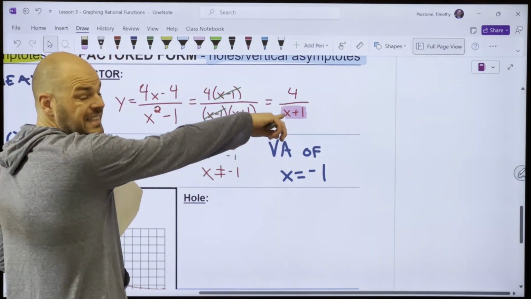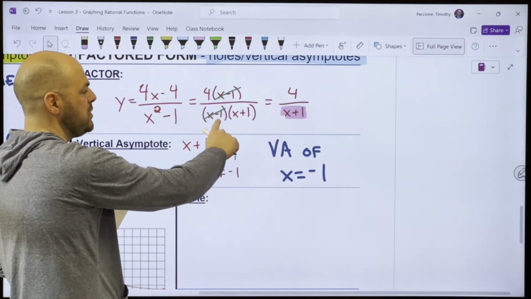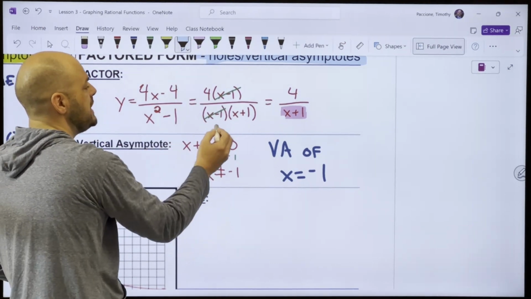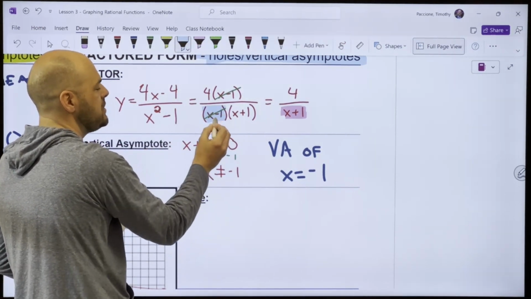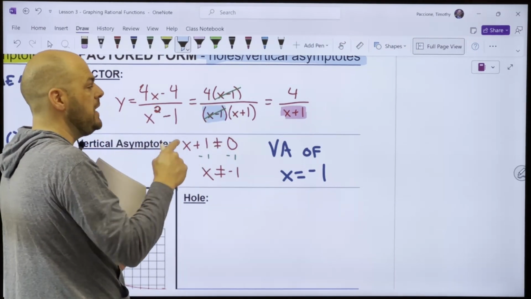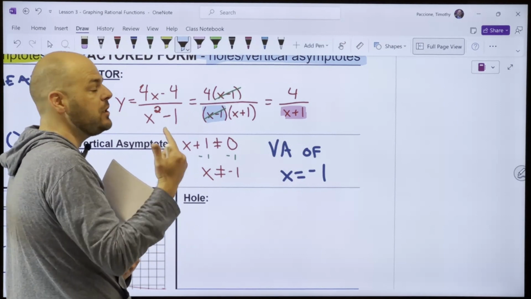Now, our holes occur where things canceled, right? What's left was about the vertical asymptote. What canceled is about the hole, right? So it's a similar process. I look at this and I say, okay, this canceled and it was x minus 1. That also cannot be 0, right? It canceled, so it'll show up as a hole, but I still got to account for it.